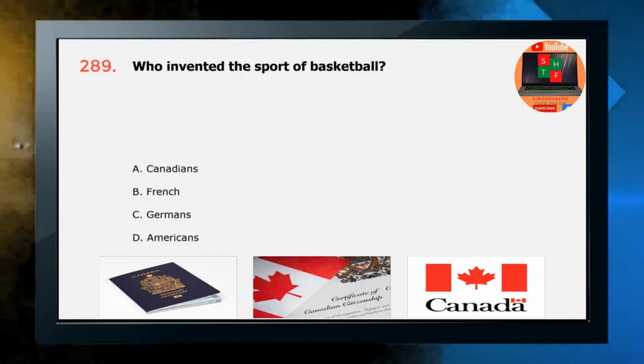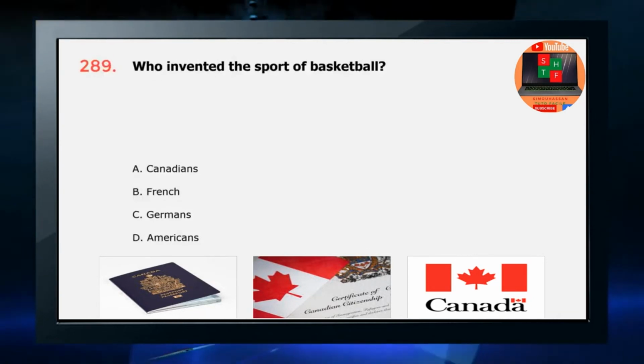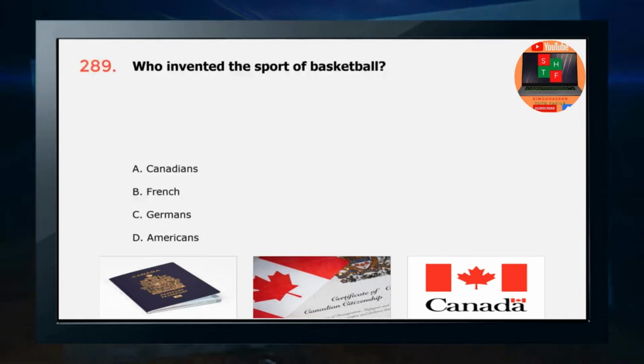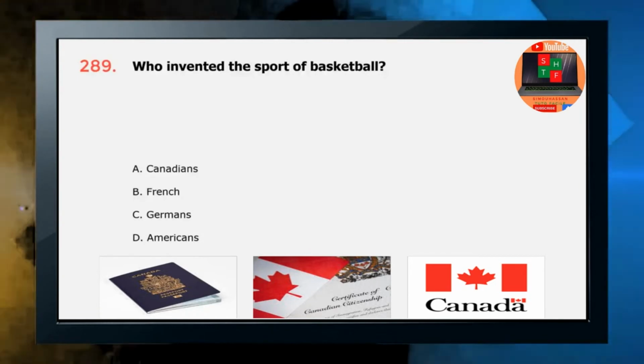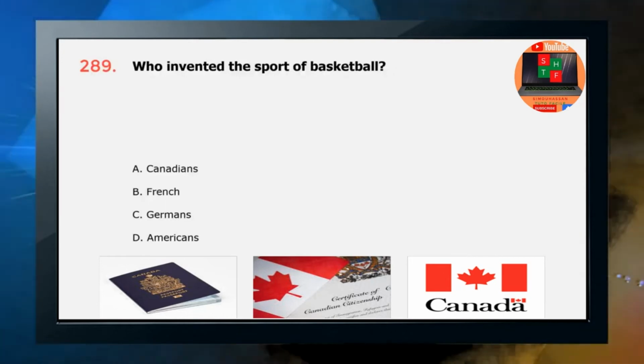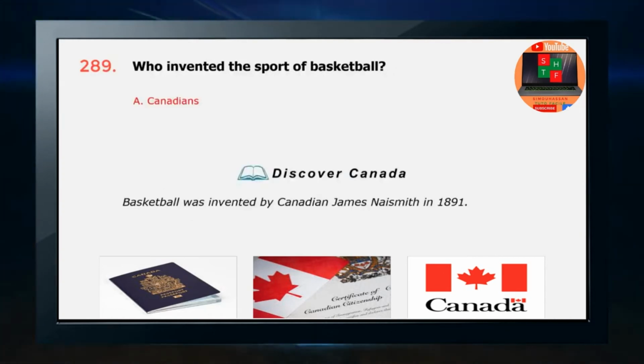Question 289. Who invented the sport of basketball? A. Canadians. B. French. C. Germans. D. Americans. The answer is A. Canadians.